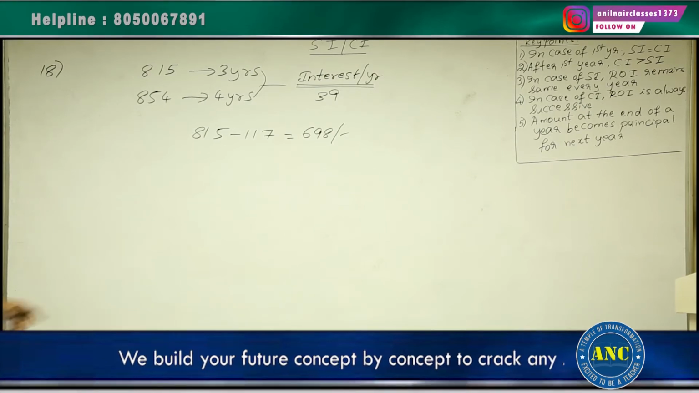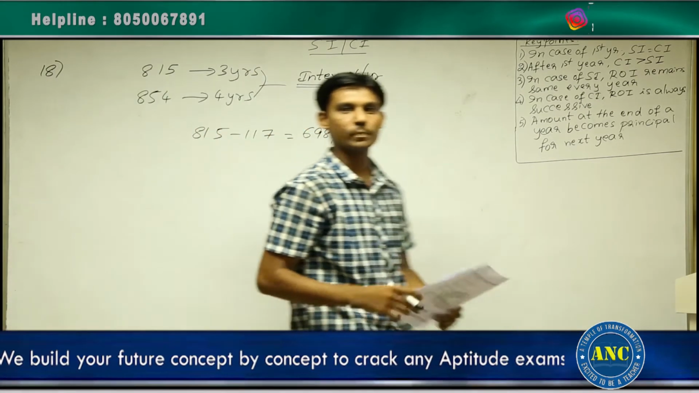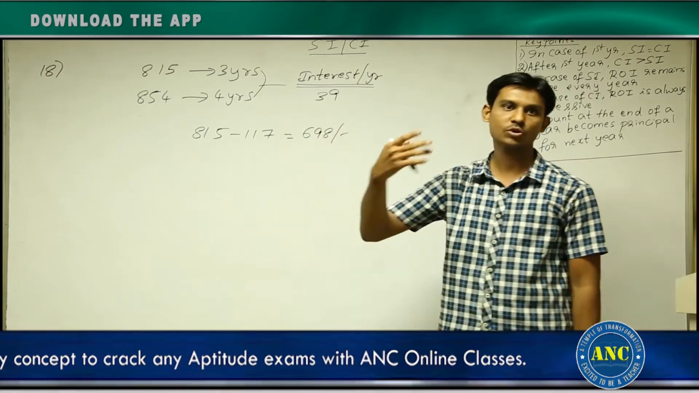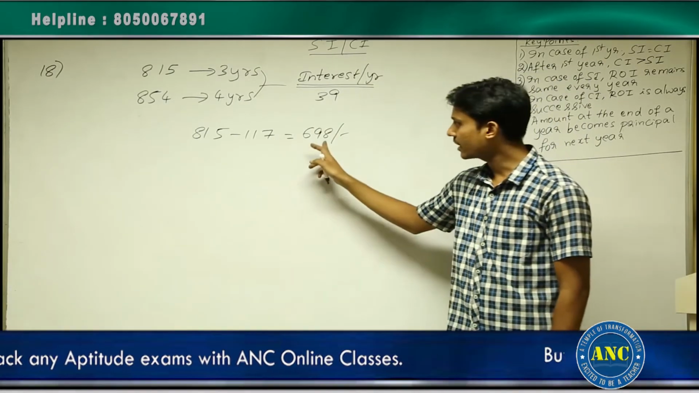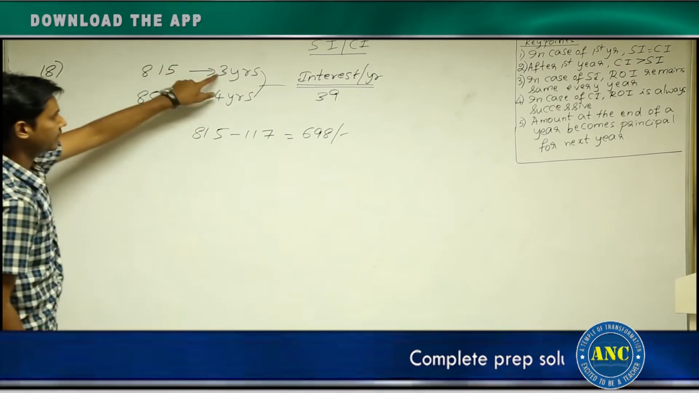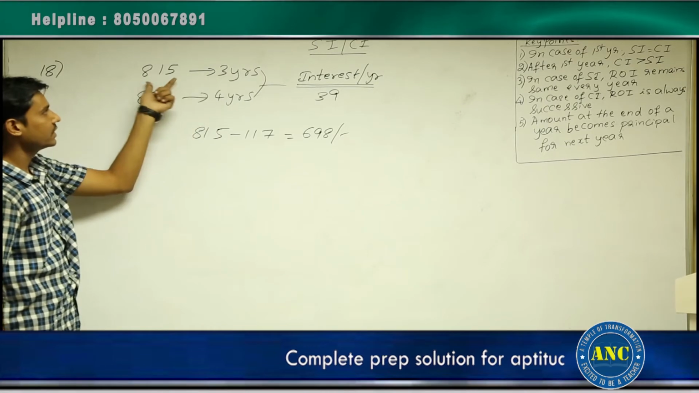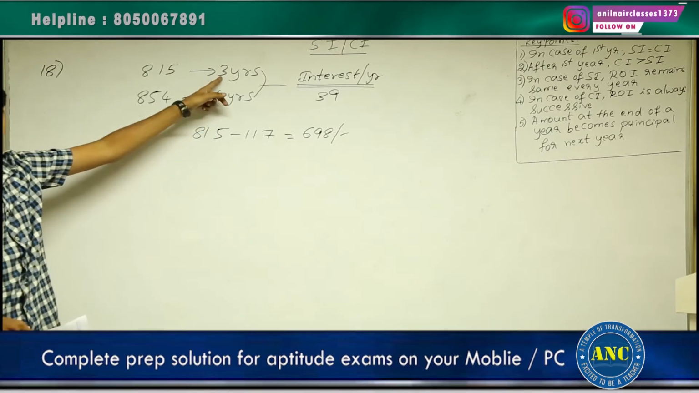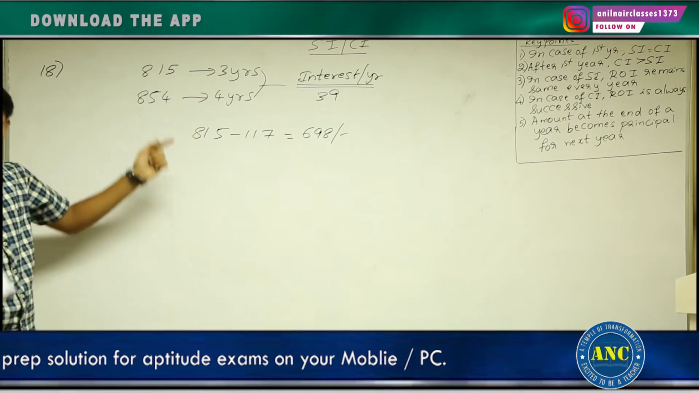Understanding? You had 698 rupees with you. First year you paid 39 extra. Second year 39 extra. Third year 39 extra. 3 years you paid 117 extra. 698 plus 117 is 815. At the end of third year, I had 815 rupees. I gave you 815 rupees at the end of third year. At the end of fourth year, it was 854 rupees with you.